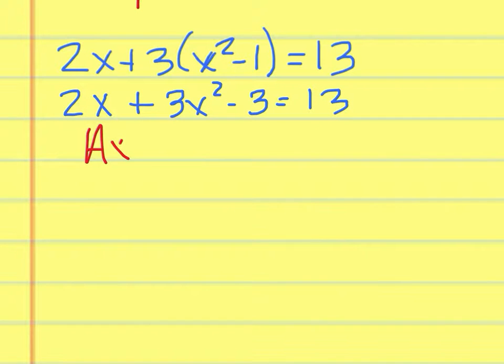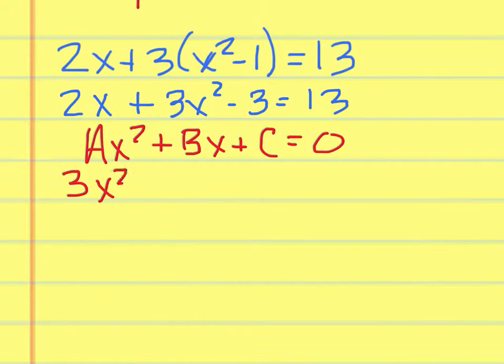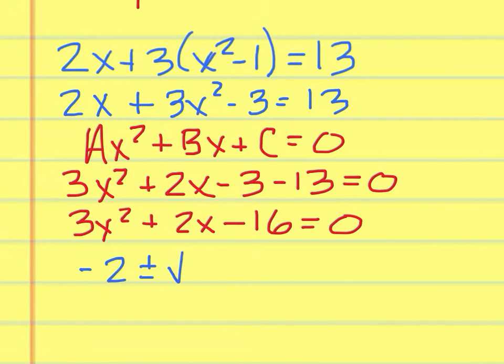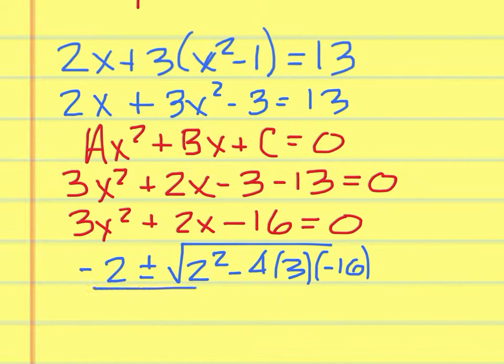Remember, you need to have the quadratic equation in this form. So we have 3x squared plus 2x minus 3, and we move the 13 to the left. Simplify the constants at the end. The quadratic formula will give me -2 plus or minus the square root of 2 squared minus 4 times 3 times a -16, over 2 times 3.